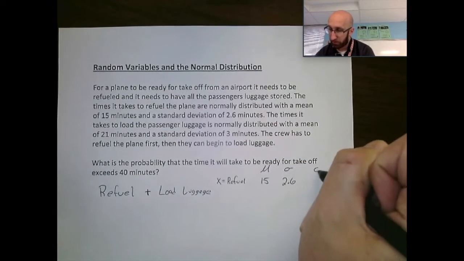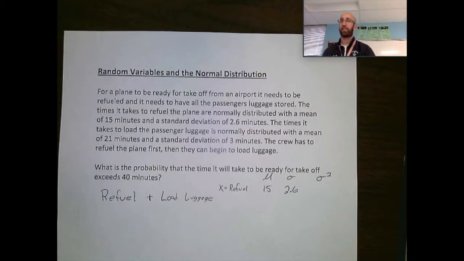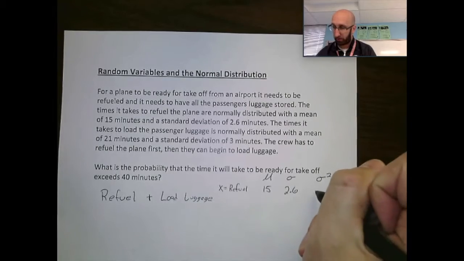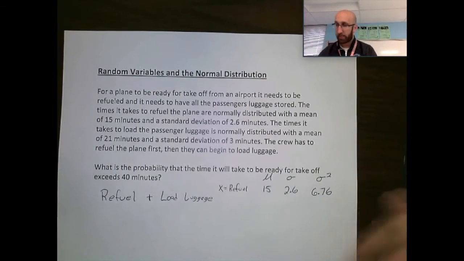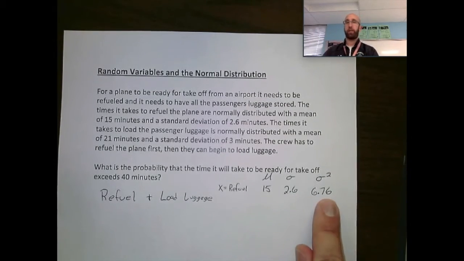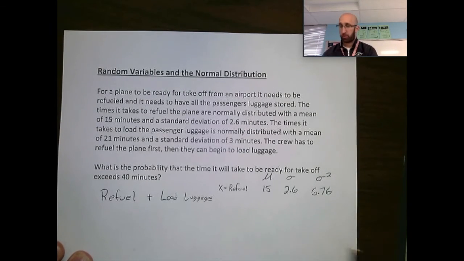Now I'm going to go ahead and calculate my variance, because when dealing with random variables, I know it's good to have a standard deviation and it's good to have a variance. So if you square your standard deviation, you get your variance, which is 6.76 minutes squared.